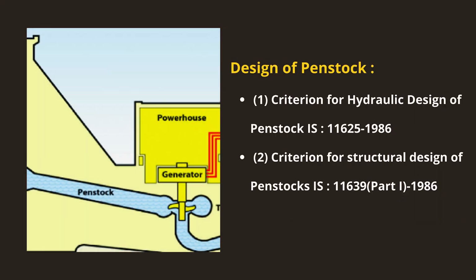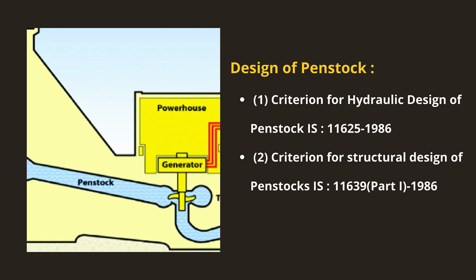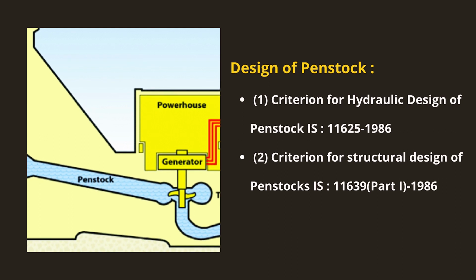Then in my few discussions I am going to give you some standards, some layouts of design of penstock, some criterion we adopt. So, number 1, criterion for hydraulic design of penstock, IS 11625 1986. Then we follow criterion for structural design of penstock, IS 11639 part 1 of 1986. The most common types of pipes which could be used as a penstock, which we normally use in hydropower plants, are first the steel pipe, next sometimes we go for PVC material, and mostly we go for reinforced concrete pipe and pre-stressed concrete pipe.